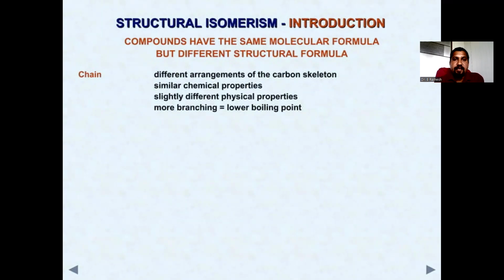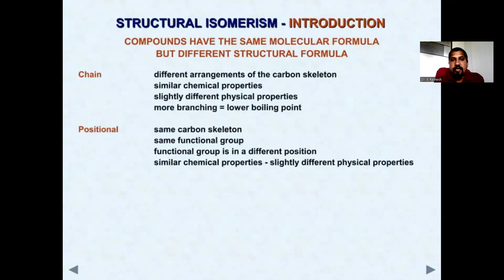First, chain isomerism has a different arrangement of carbon skeletons. It won't contain any functional group; it is made up of carbon and hydrogen. It has similar chemical properties and slightly different physical properties, but boiling point differs. Next, positional isomerism: the compounds have the same carbon skeleton and the same functional group, but the functional group is in a different position. They have similar chemical properties but differ in physical properties.